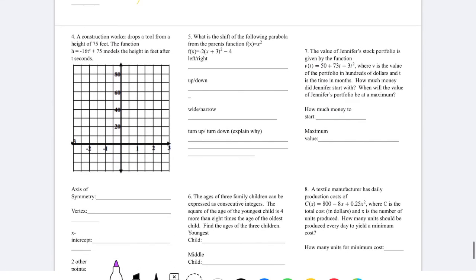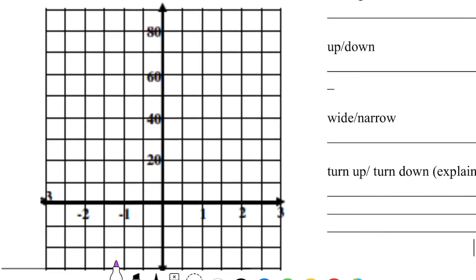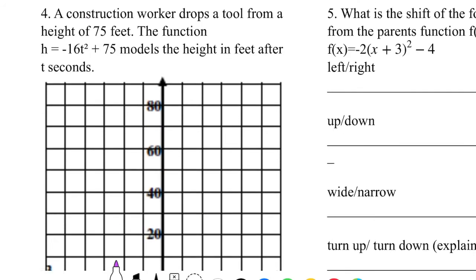Then we go on to number 4. Number 4, we have a construction worker drops a tool from a height of 75 feet. The function is listed there, and it models the height in feet after t seconds. So if we go to our calculator and type that equation in, we have negative 16. Instead of t, just put x. And if you need to on your paper, you can change it. Once I plug it into the calculator, I'm going to hit graph. If I cannot see all of the key features, I'm going to go to zoom 0. And then I can actually see what is going on.